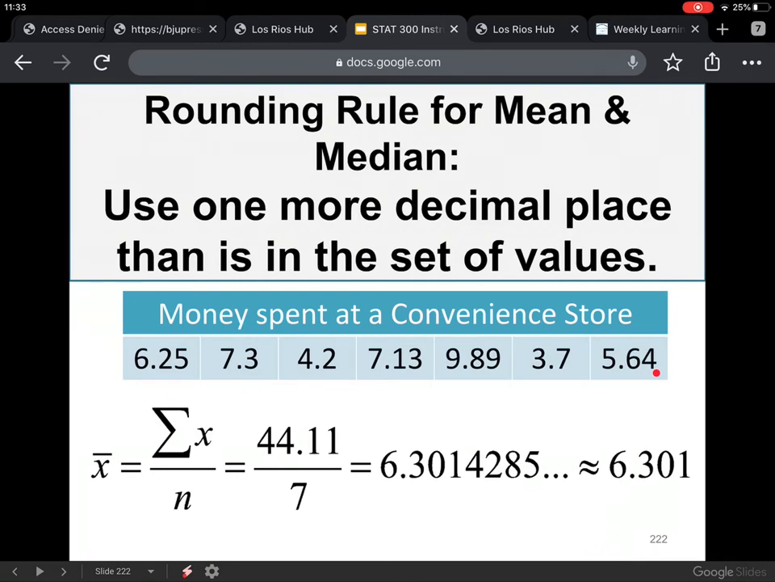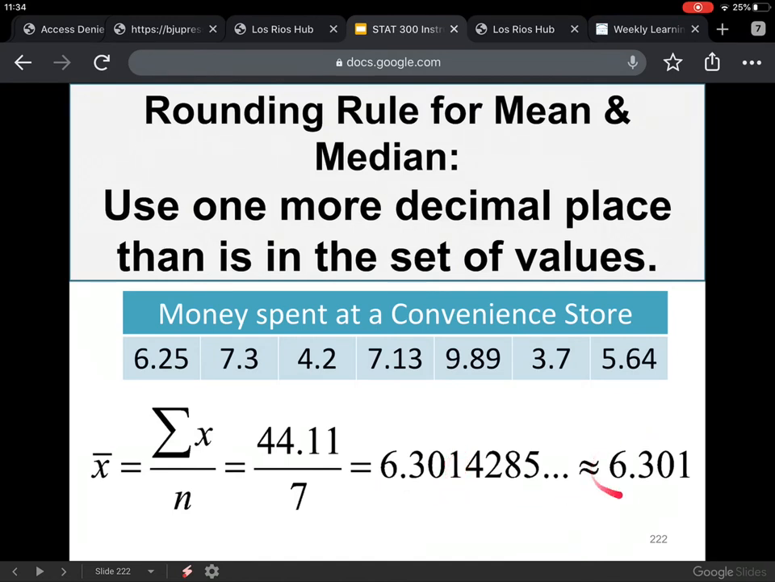So if I want to find the average spent in a convenience store based on this data, I would add up all the values, get 44.11, divide by 7 values, and then what do I round to? Well, here is the hundreds place. We want to round to one more place than the hundreds place. Just give your reader a little bit more information than reporting the entire number.